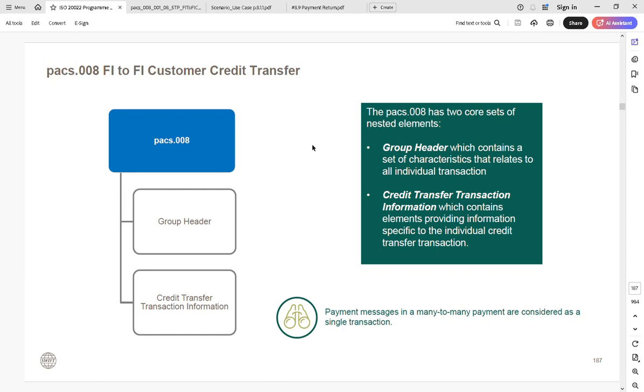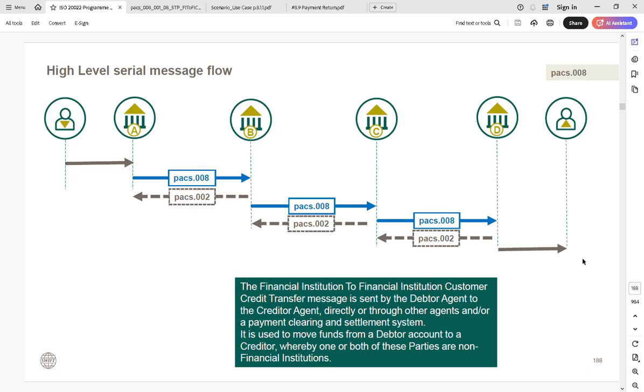So we have discussed in the earlier session that the PACS8 message has two major parts: the group header and the credit transfer information. The group header contains a set of characters that we are going to discuss, and the credit transfer information has the actual payment which we are processing. Two things.